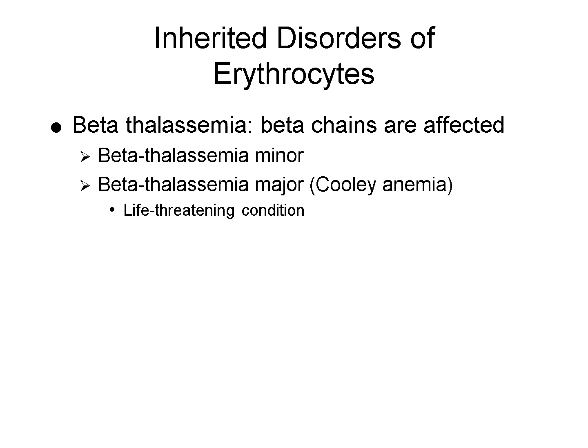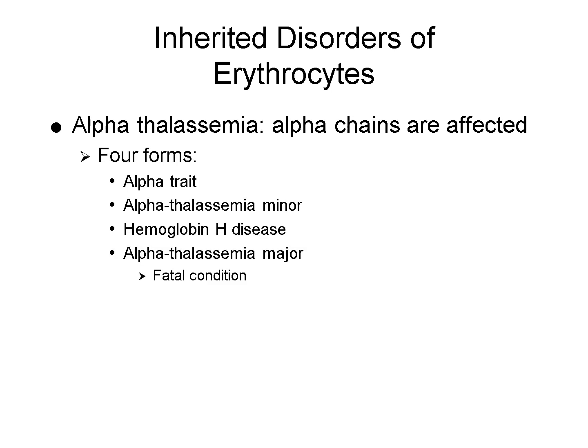In beta thalassemia major, or Cooley anemia, the condition is life-threatening. Affected children may require regular blood transfusions and iron chelation therapy to prevent iron overload. Alpha thalassemia involves impaired synthesis of alpha chains. It occurs in four forms: alpha trait, alpha thalassemia minor, hemoglobin H disease, and alpha thalassemia major.